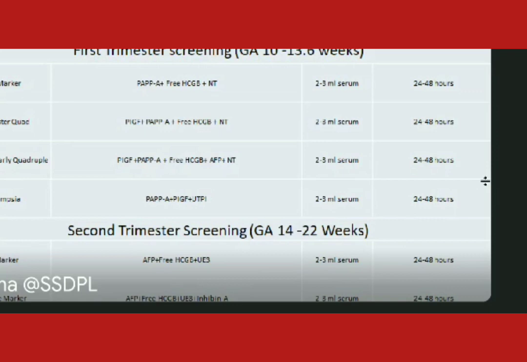Shall we move on to the next slide? Hope you have noted down these details.